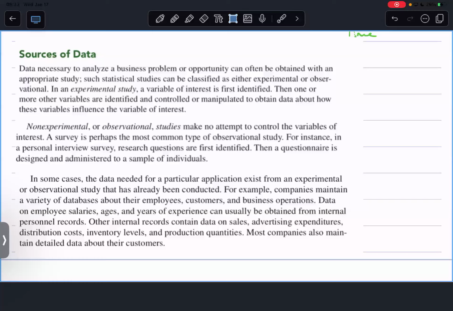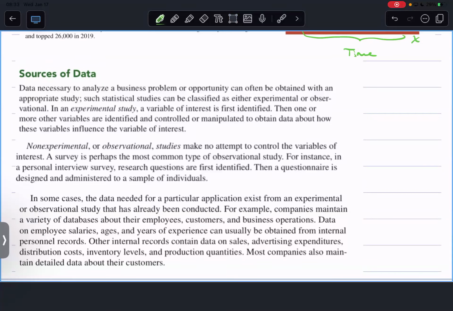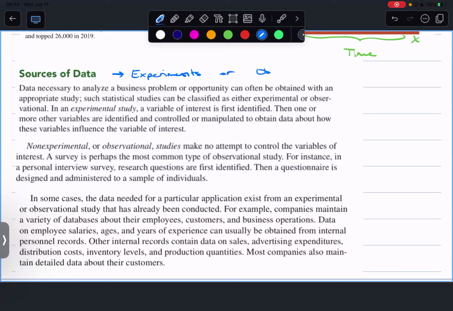Data come from two different sources. We can conduct experiments or observational studies. Experiments are exactly what you think they are. You control most, if not all, of the aspects, all the variables that can contribute to a change in the response variable.